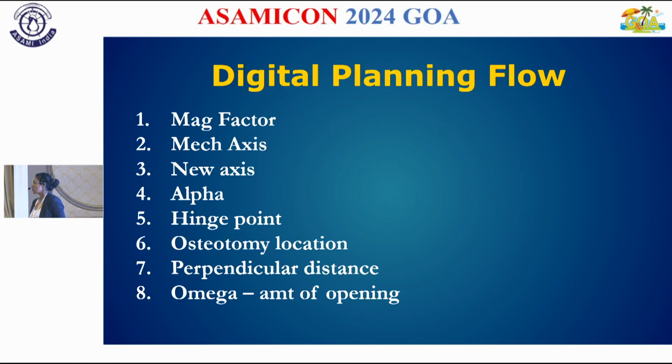This is a particular example, but I just wanted to make sure that we don't forget the magnification factor. So overall, these are your steps, or this is your flow of the digital planning. You find out the magnification factor in your X-ray, draw the mechanical axis, draw the new intended mechanical axis depending upon the grade of the osteoarthritis, figure out what your future ankle is, find out the alpha angle, subtend it from the hinge point onto the osteotomy location, and then find the perpendicular distance, and by taking the magnification factor into account, find out omega, which is the amount of opening.